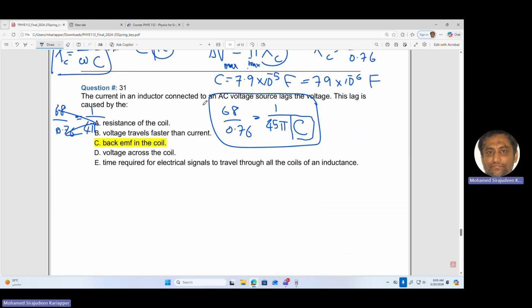The current in an inductor connected to an AC voltage source lags the voltage. This lag is caused by the back EMF of the coil. It's just a statement, because the back EMF will try to reduce the current to 0. Meanwhile, the EMF across the inductor is maximum. So the voltage is ahead of the current by 90 degrees because of the back EMF in the coil.